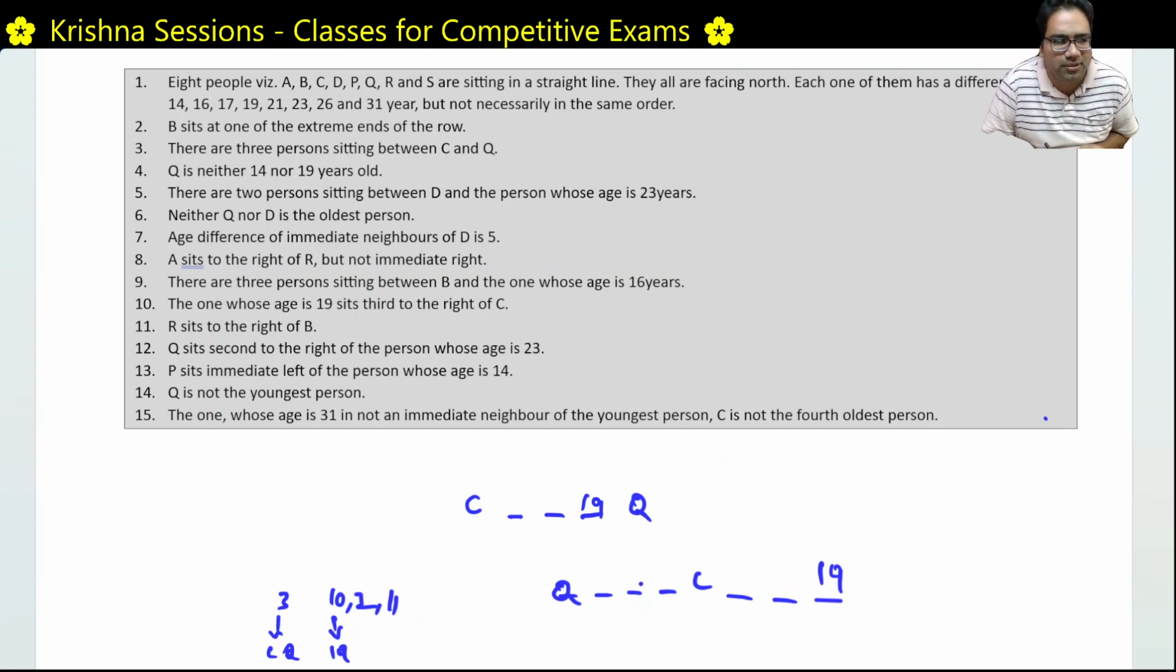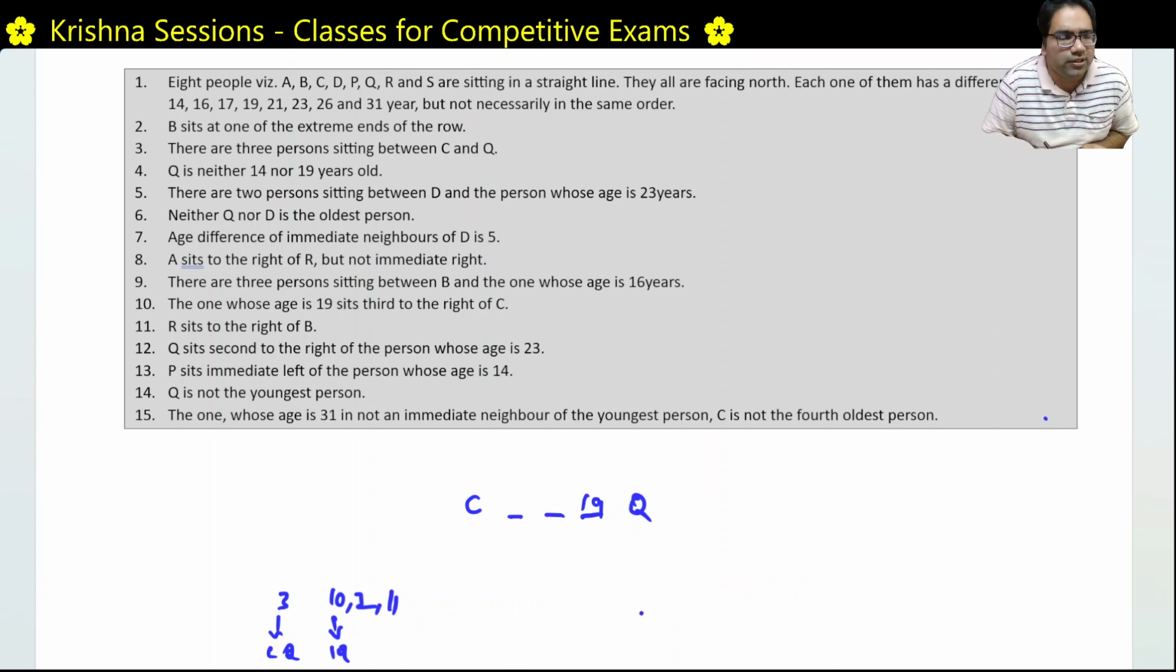That means B has to be on the left end. In this case, B has to be at the place of Q, but Q is already taken, so B cannot be here. The second diagram is wrong. We can eliminate it. So we can directly continue with the first diagram only.